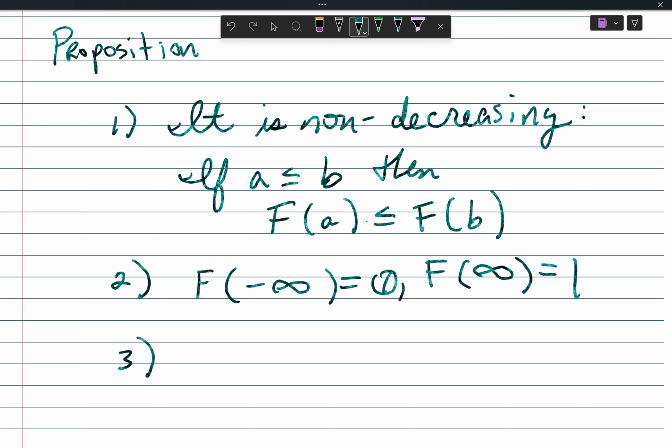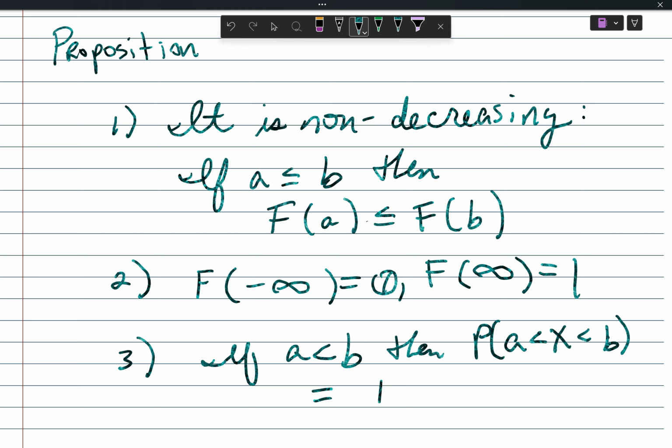Third, if a is less than b, then the probability of the random variable X being between a and b is equal to F(b) minus F(a).